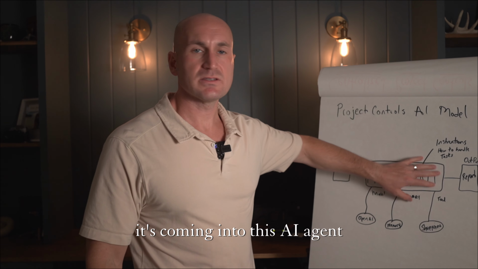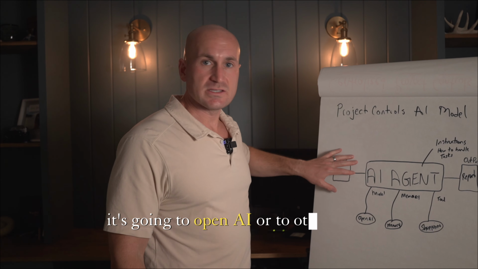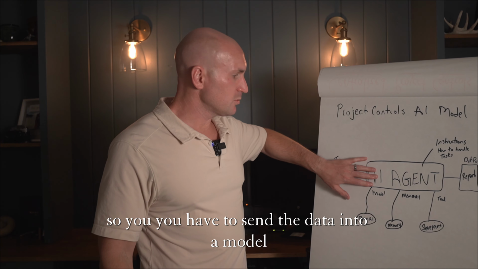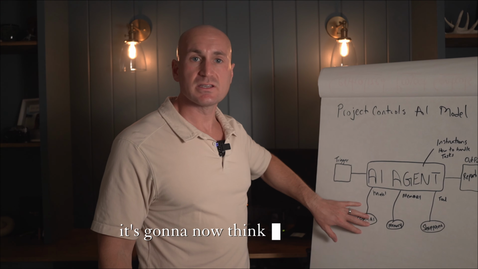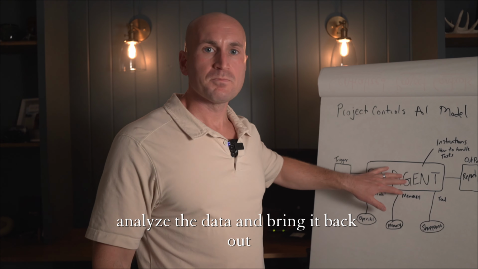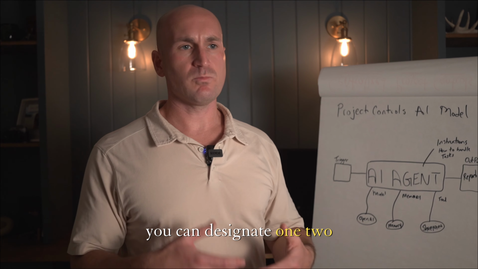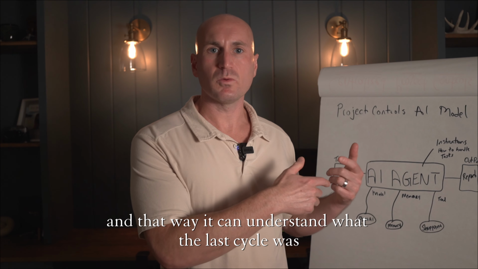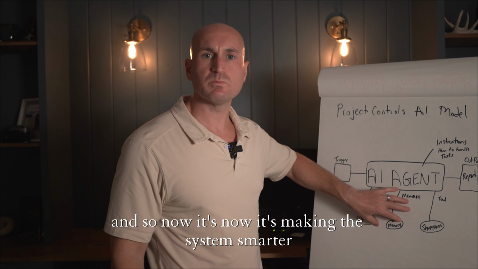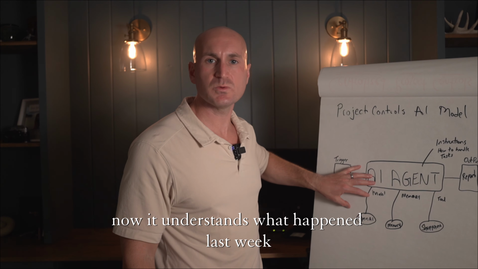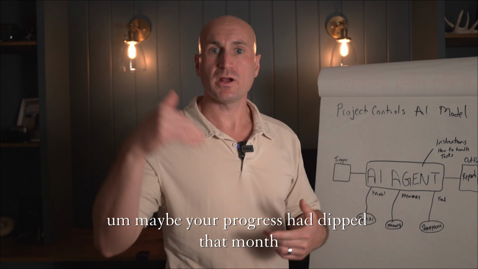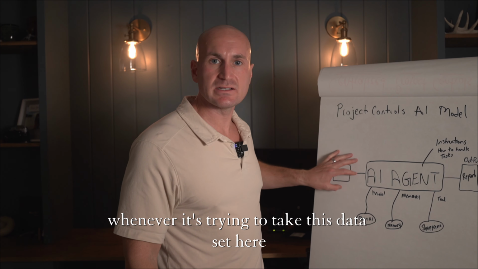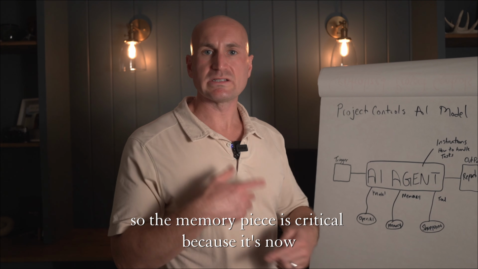And now it's coming into this AI agent. And from there, it's going to OpenAI or to other ones like Claude, or it's using this as a model. So you have to send the data into a model. It's going to now think through this, analyze the data, and bring it back out. Now it's going to go into a memory cycle. You can designate 1, 2, 3, 4, 5, 10, 15 days of memory, and that way it can understand what the last cycle was. It can understand what the last report was. And so now it's making the system smarter. Now it understands what happened last week in terms of progress, risks. Maybe your progress had dipped that month, and so now it's going to take that and apply that knowledge whenever it's trying to take this data set here. So the memory piece is critical because now it's starting to learn.